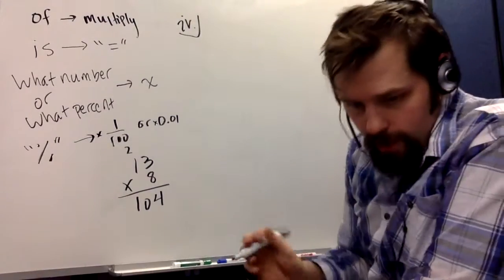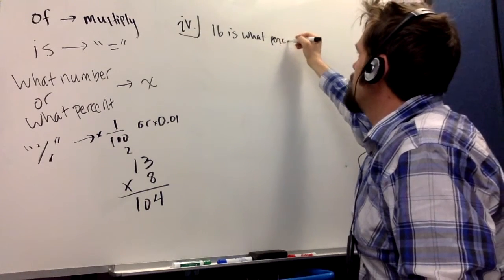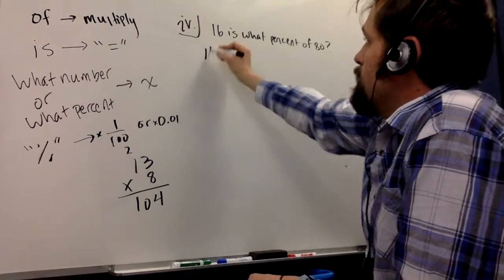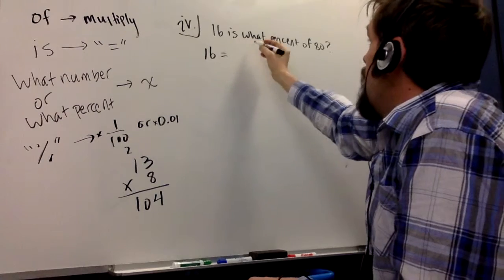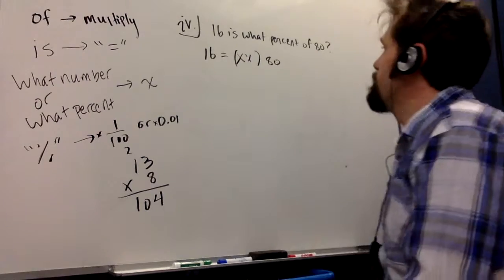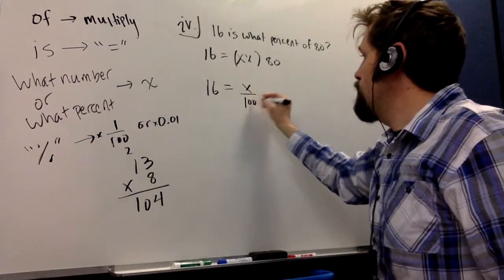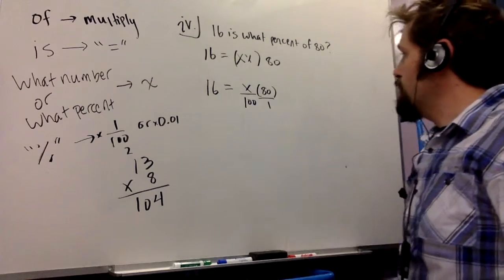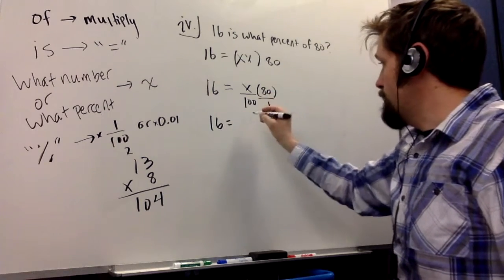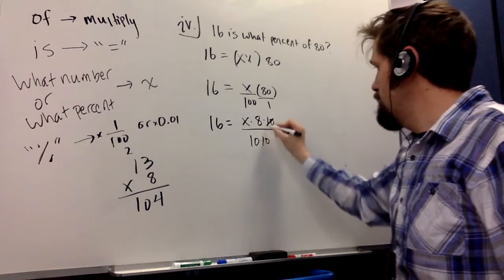Another, why not? 16 is what percent of 80? Well, let's take a look. 16 equals x percent of 80. So I know that x percent means x over 100 times 80. If you like, write it as 80 over 1. 16, I'm going to simplify this, x times 8 times 10, or 10 times 10.